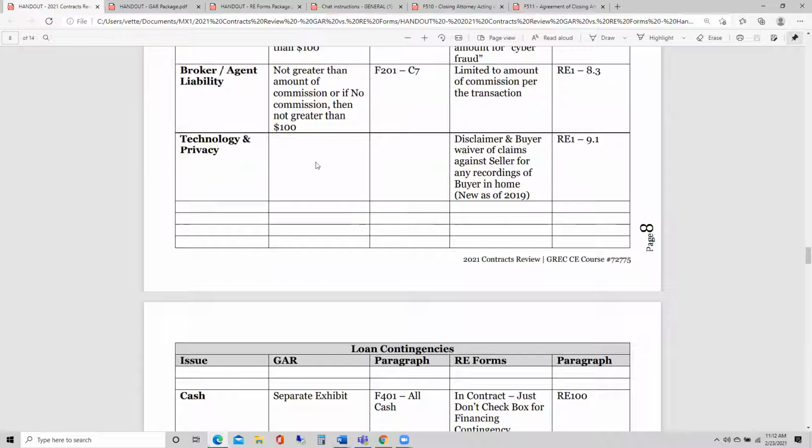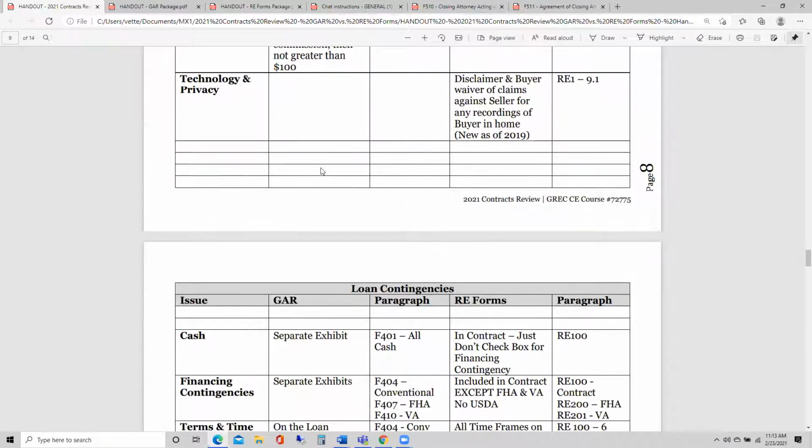Technology and privacy. The RE forms has a disclaimer against any recordings of the buyer in the home. Actually, I need to add that here. In 2021, they have just added that to GAR, that a buyer or a buyer's agent may record video or audio or take pictures inside a seller's home, even though they're not supposed to. And there is no liability. It's just an admonition to the seller that that could occur. And again, that is brand new verbiage in 2021.